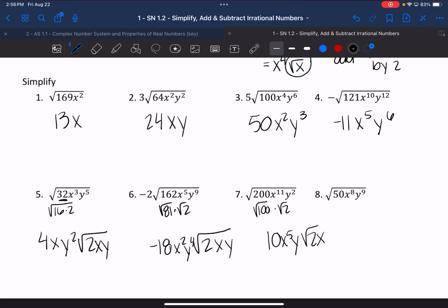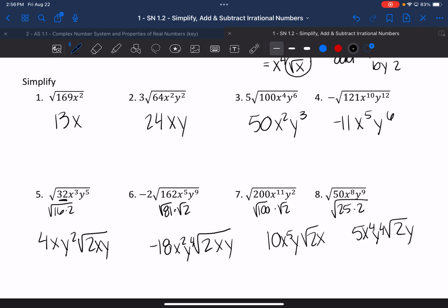Okay. Number 8, we got a 50 there. What can I split 50 into? 25 and 2, good. All right. Square root of 25 is, and then what would I get for x to the 8th? X to the 4th. And what about y? Y to the 4th square. Nice. Good job. All right, flip it over onto the back.